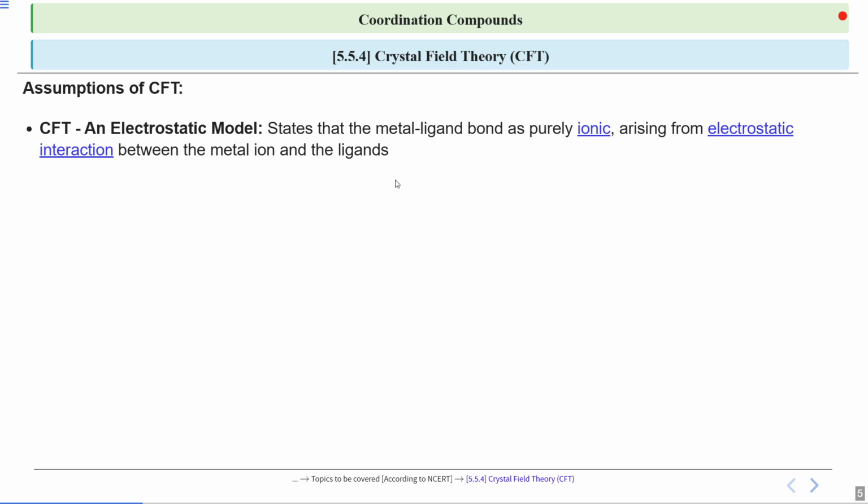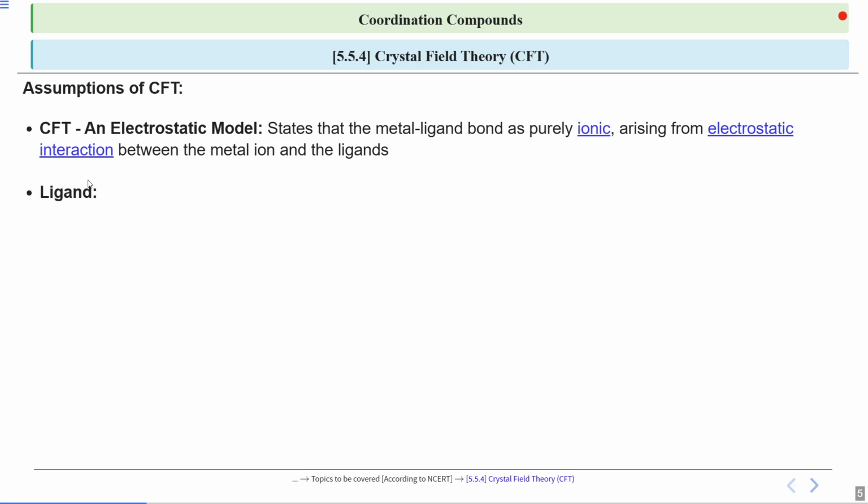the ligands. Until now, in the valence bond theory, we have covered that the metal ligand bond is a coordinate covalent bond, right? But in the crystal field theory, as this is an electrostatic model, it says that the bond between the metal and the ligand is purely an ionic bond, and this nature of the bond arises due to the electrostatic interaction between the central metal ion present in our complex and the ligands which are approaching towards the metal ion.